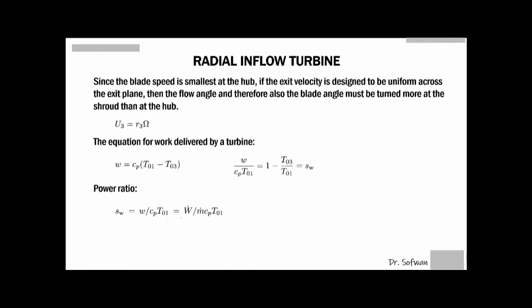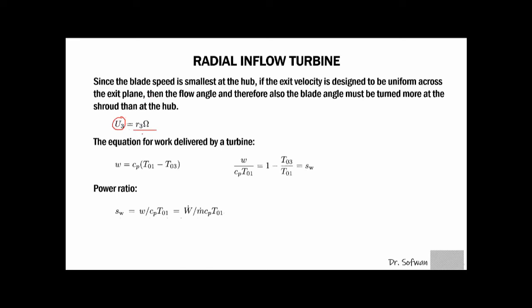Since the blade speed U3 is smallest at the hub, if the exit velocity is designed to be uniform across the exit plane, then the flow angle and therefore also the blade angle must be turned more at the shroud than at the hub. We can calculate the blade speed U3 using this equation.